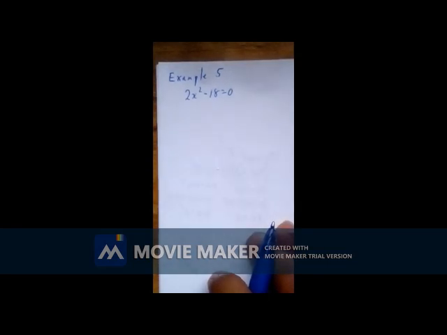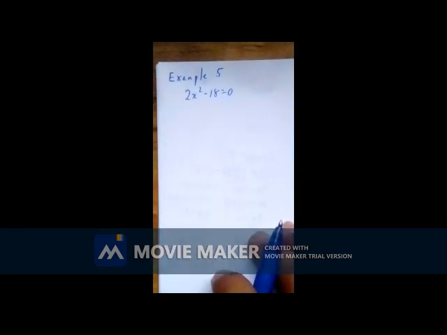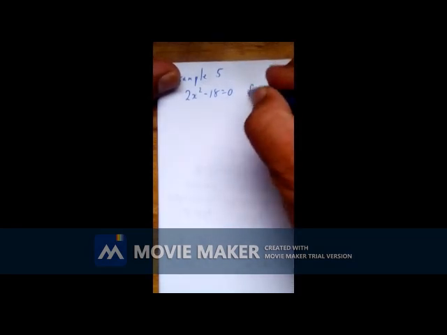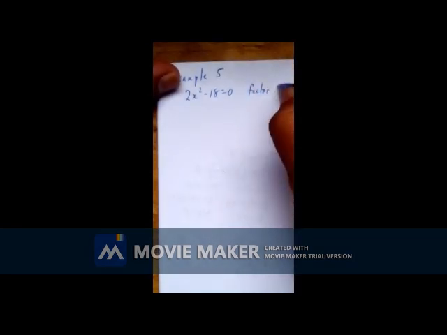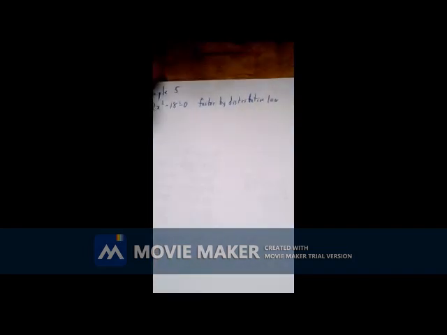Okay. So the way you're going to solve this is that we can factorize with a common term that we have here, which is 2. So by applying the distributive law, we factor. We apply the distributive law there so that we can solve it.